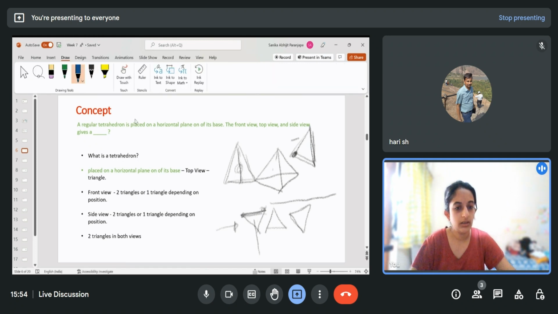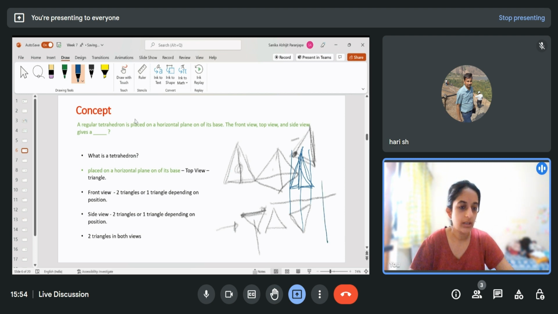Yeah. So then in front view, here, here, and here, you will see two triangles like this. One triangle is this, one triangle is this, and the third triangle will be obviously this.